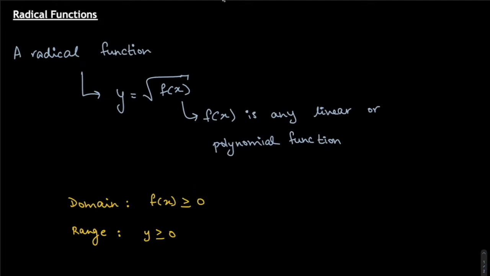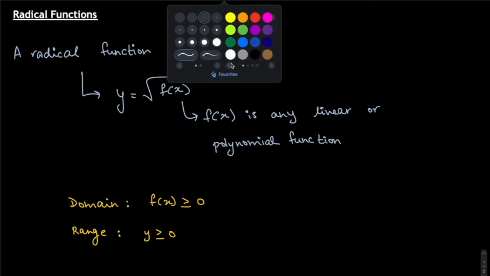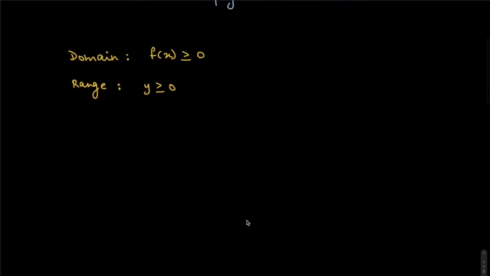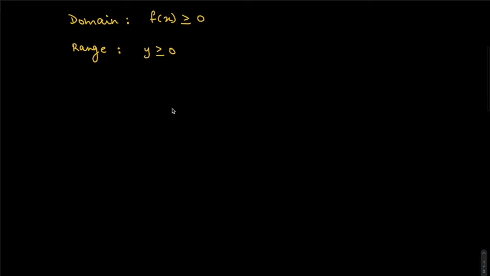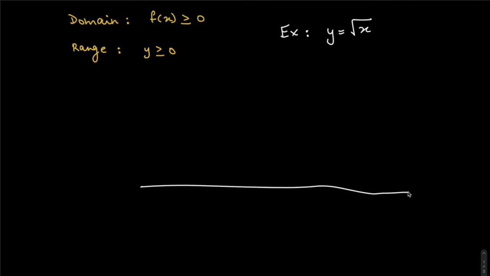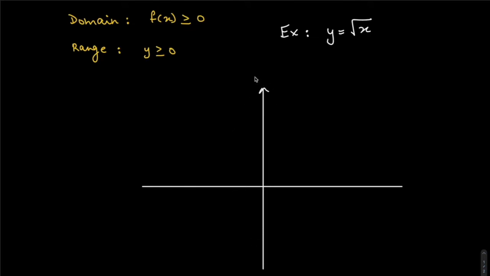Now let me draw a general curve of a very basic function. I'm going to take as an example y is equal to square root of x. Very basic, nothing too crazy. These are my axes, y and then x right here.